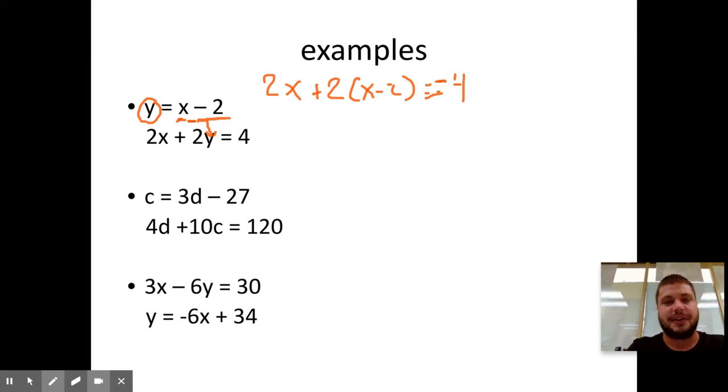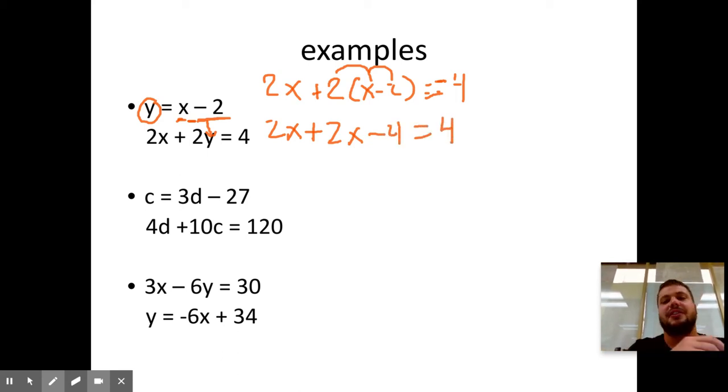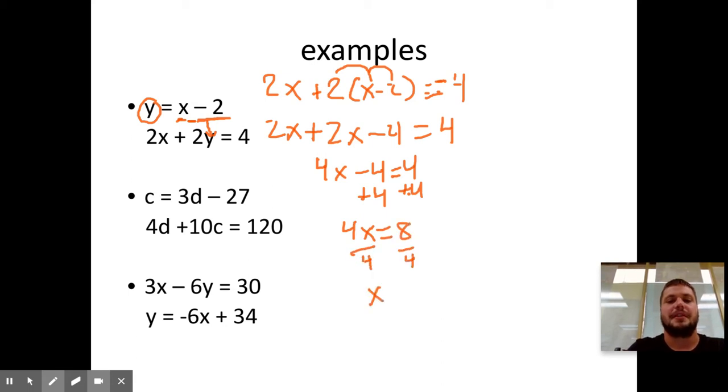And I'm just going to use my equation solving skills. Step 1 says to distribute. So I've got 2x plus 2 times x is 2x, 2 times negative 2 is negative 4, equals 4. Step 2 says to combine like terms. 2x plus 2x is 4x minus 4 equals 4. And now I'm down to a 2-step, plus 4. 4x equals 8. So when I divide by 4, x equals 2.